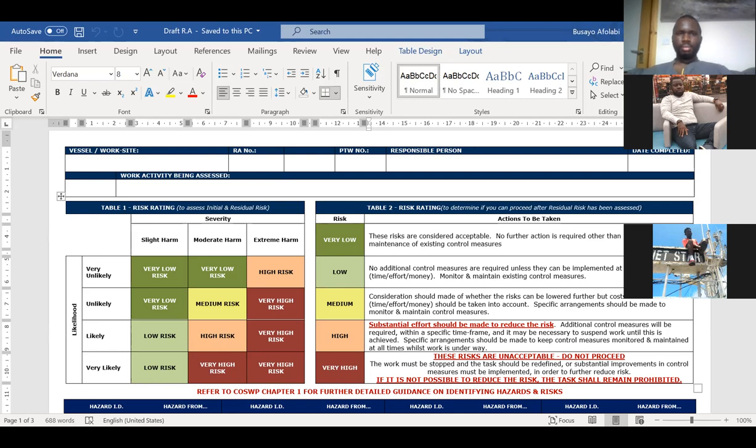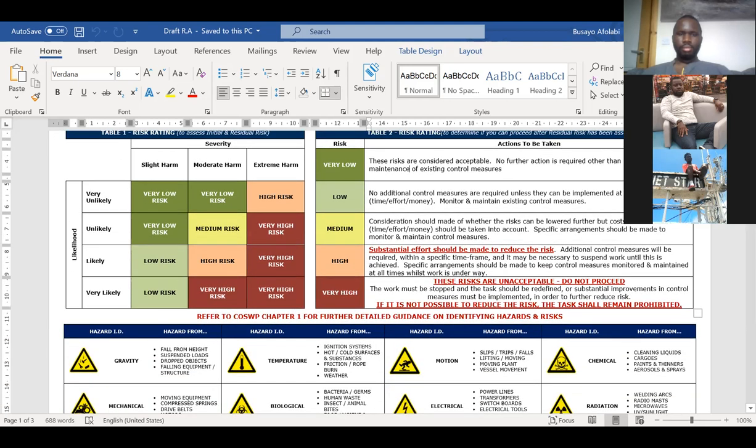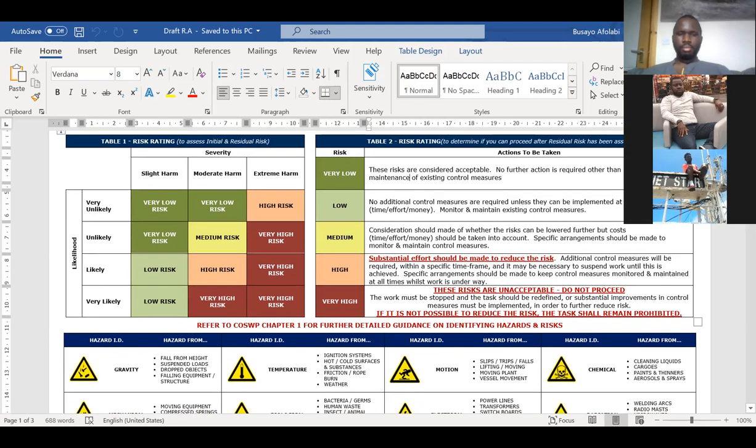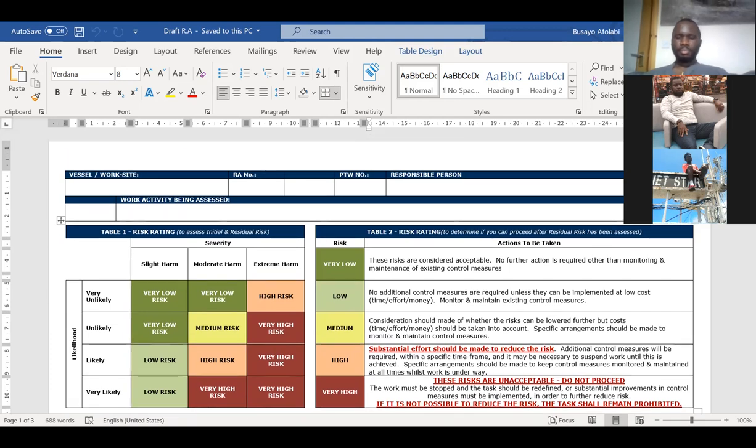And also, we have the permit to work number. If the risk assessment has an attachment of a permit to work, like when you want to go into an enclosed space, which entails a permit to work. Scroll up, Captain, I need you to scroll up. Okay, thank you. So the permit to work number: maybe you want to enter an enclosed space or do hot work, you put the permit there if there is a permit to work number. If there is none, I would advise you not to leave that empty. It's better for you to write not applicable.